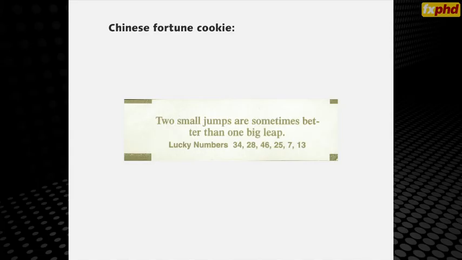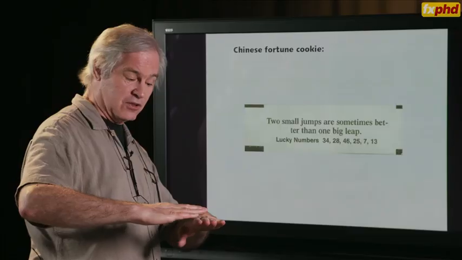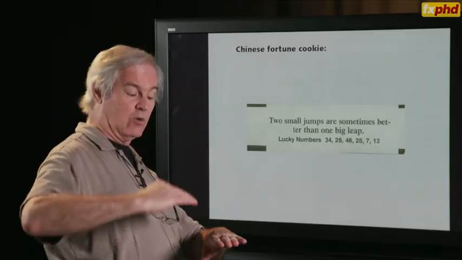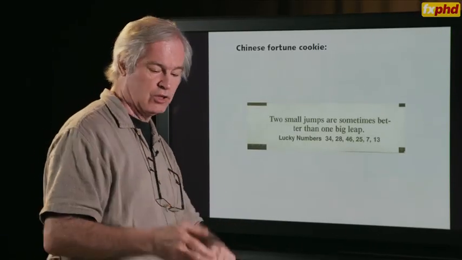Two small jumps are sometimes better than one big leap. This was actually a fortune cookie I got at dinner one night. So the idea is taking two small steps might avoid banding, where taking one giant leap might cause a visible jump between those levels.